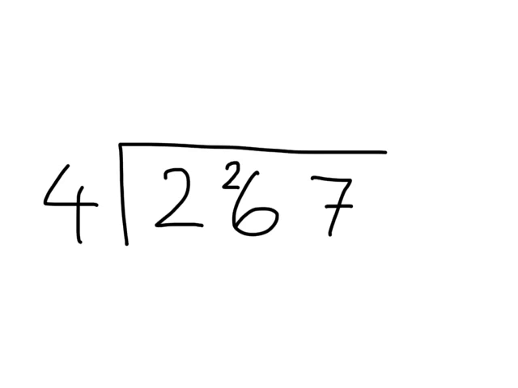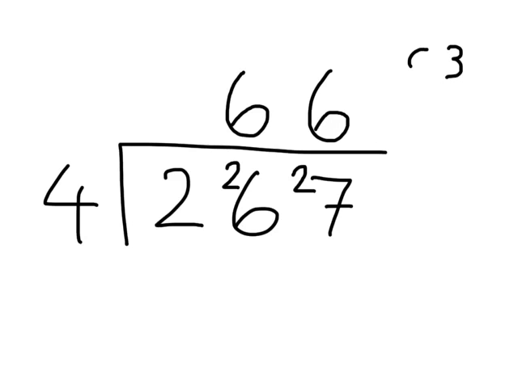How many sets of 4 are there in 26? Well, 4 6s are 24, so I'm going to put 6 there. 6 4s are 24, but I've got 2 of those 26 left over, so those 2 tens left over go into the units column, and I've now got 27 in my units. How many 4s in 27? It's 6 again. 6 4s are 24, so I've got 3 left over. Now, you might think you could just write remainder 3, and you do that lower down the school. We're not going to do that.